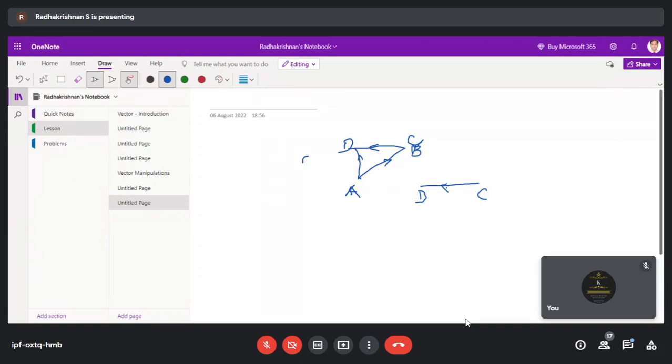You see the triangle A, B, D. AB is one vector and BD is another vector. Then the sum of the two vectors is given by the third side of the triangle.